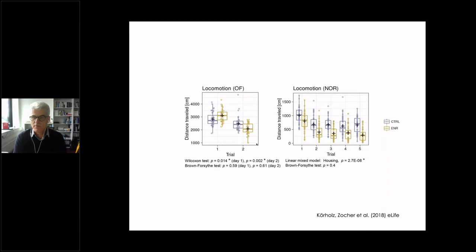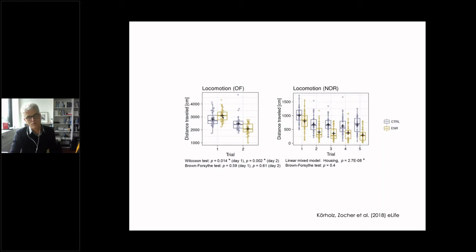So this is just behavioral, gross behavior, nothing special. You look at locomotion here, locomotion in the open field, and locomotion in the novel object recognition task. So just animals in a large cage, you put them in there, you measure how much they move around. So not a big deal. And what you see when you look at the controls, always in this blue, and the enriched in this yellow tone, is that there are group differences, right?